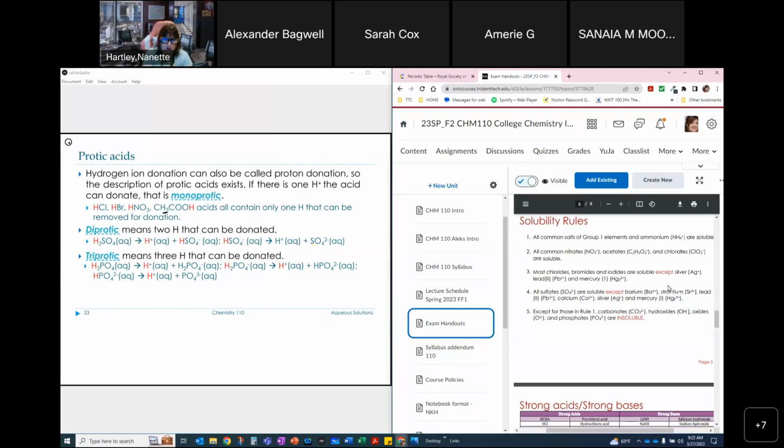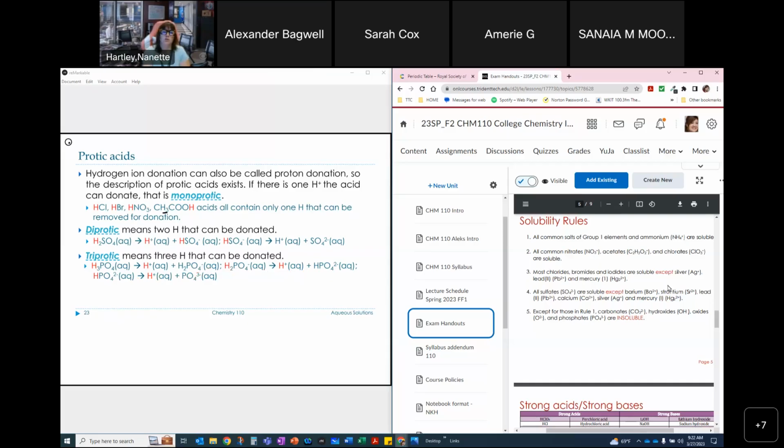We also have a triprotic that we often talk about. Triprotic acid has 3 protons. H3PO4 can donate 1 proton to become H plus and H2PO4 minus. That H2PO4 minus can donate an H plus to become HPO4 minus. And then that HPO4 minus can donate an H plus to become PO4 minus.